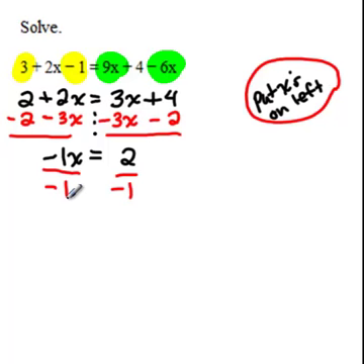Negative 1 divided by a negative 1 is a positive 1, so I have a positive 1x, which you can just write as x. Bring down the equal sign, and then here I have a 2 divided by a negative 1. With division, if the signs are different, your answer is negative, and then 2 divided by 1 is 2. And there's your answer.